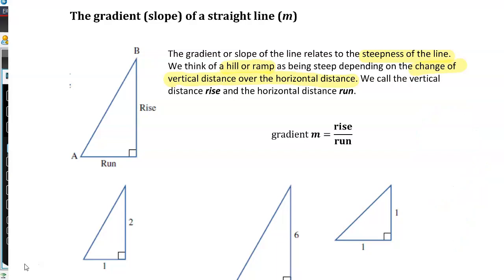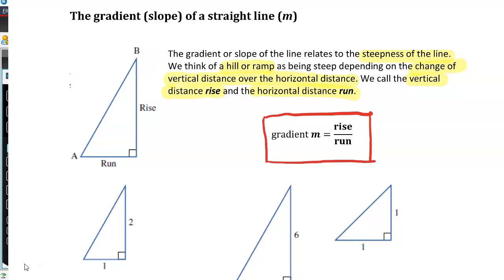Okay, so we call that vertical distance rise. You can see here drawn as a triangle, it's that rise. The vertical distance is the rise, it's rising up. And the horizontal distance is that run. The run there. Okay, so we end up with the idea that our gradient is rise over run.